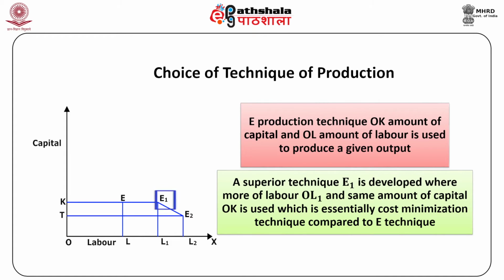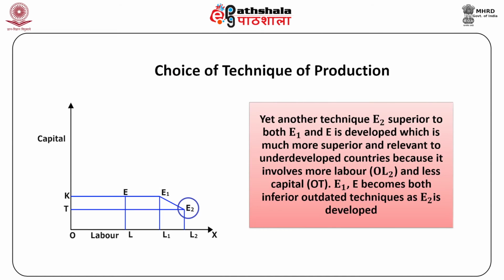A superior technique E1 is developed where more labor OL1 and the same amount of capital OK is used, which is essentially a cost minimizing technique compared to E technique. Yet another technique E2, superior to both E1 and E, is developed, which is much more superior and relevant to underdeveloped countries because it involves more labor OL2 and less capital OT. E1 and E become inferior, outdated techniques as E2 is developed. So this is indicated in the figure.